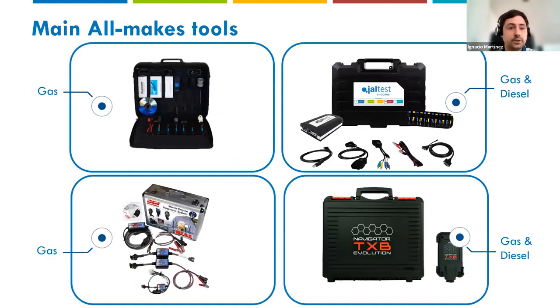Okay, these are the main tools. We have the two main ones on the gasoline coverage side, which are Rena Diacom and all the CDI Meds. And on the gas and diesel side, it's going to be Texas and Jaltis. So you can see what the main tools are in the OMX industry.